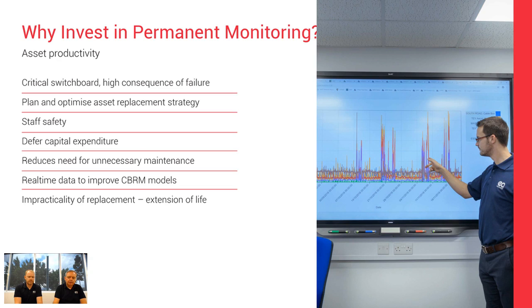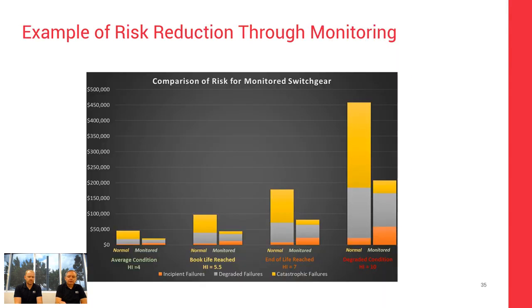So people are using all these different reasons for installing monitors, which is why more and more monitoring is going in nowadays. Just one example to show you the level of risk that can be reduced by putting a monitor on. This is one that we did for an industrial customer. We did an analysis of the risk that they were running for a switchgear failure on a critical switchboard. And what we've got is three classifications of failure here.